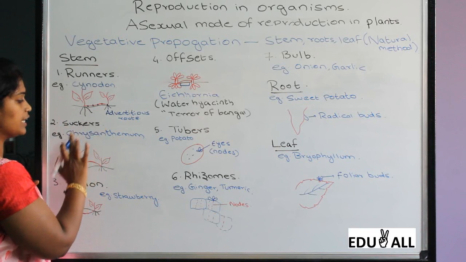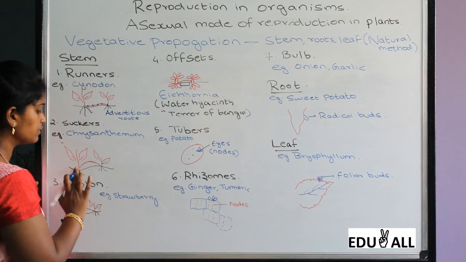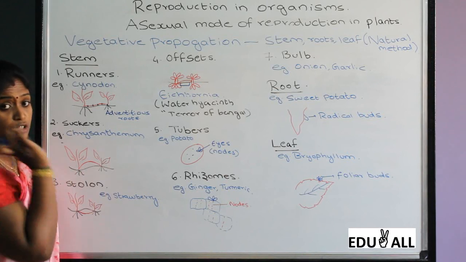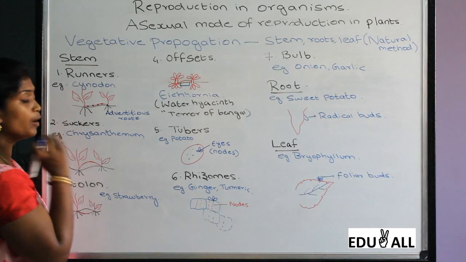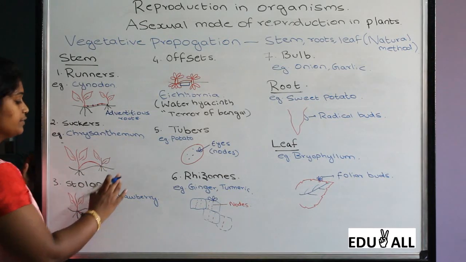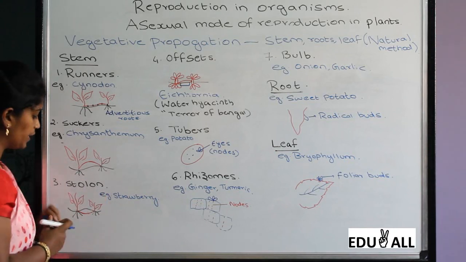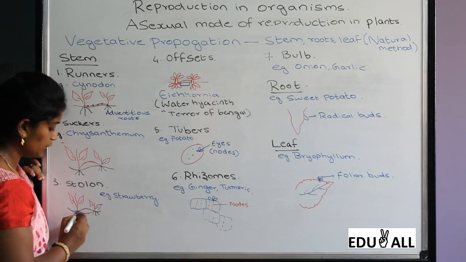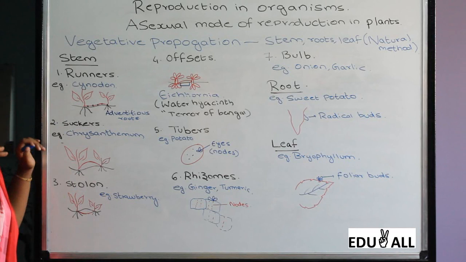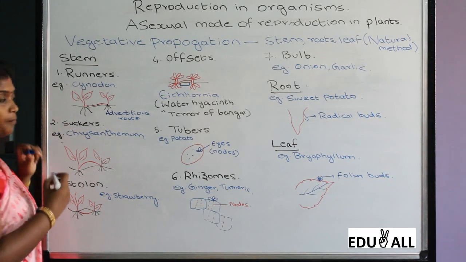In the case of suckers, for example chrysanthemum, the plant body gives a branch which is not horizontal to the ground, instead it is above the ground, and when the node comes in contact with damp soil, it gives rise to a new plant. In the case of stolon, for example strawberry, the branch of the plant is not above or horizontal to the ground, instead it is below the ground.